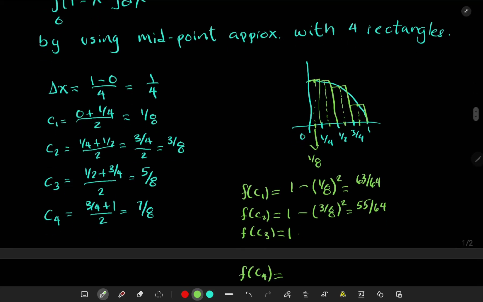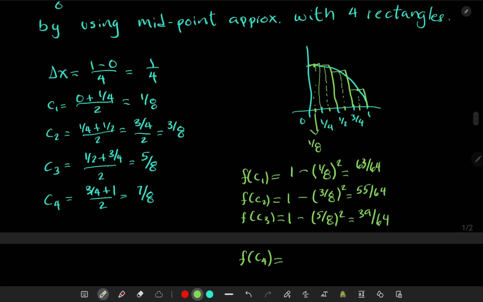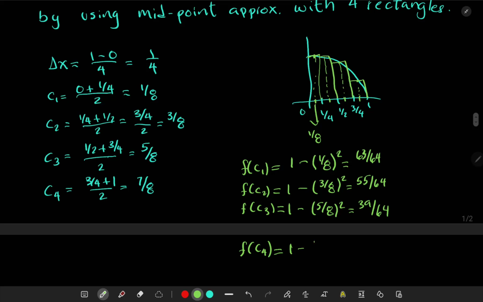Then this one's going to be 1 minus C3, which is 5/8 squared, and that is going to be 25. So 64 minus 25 over 64. So 64/64 minus 25 is 39/64. And lastly, this 7. So 1 minus 7/8 squared. That's going to be 64 minus 49, which is 15/64.